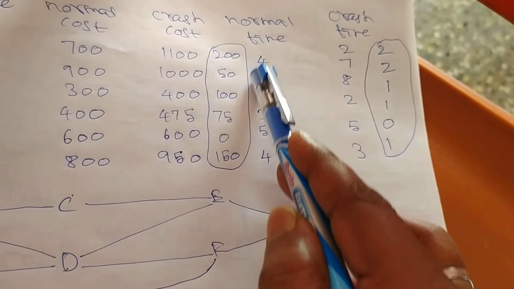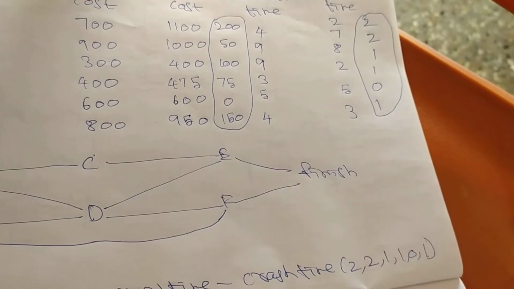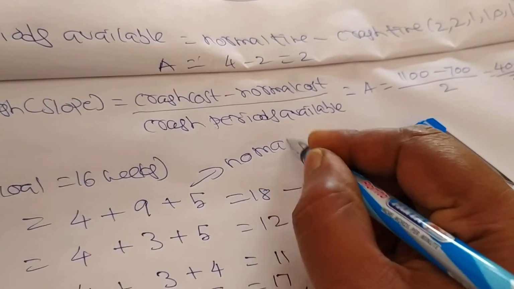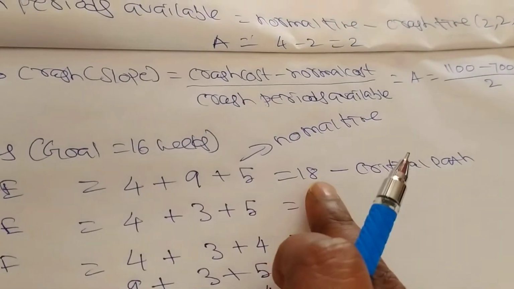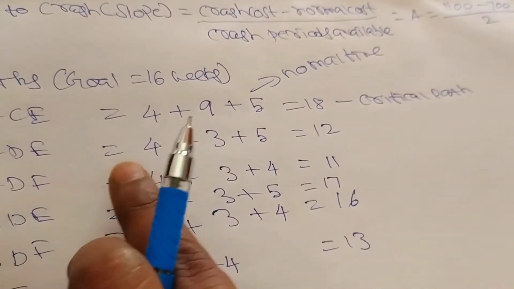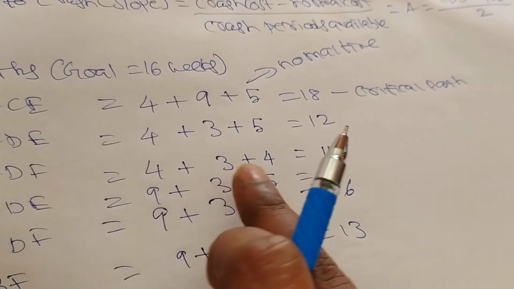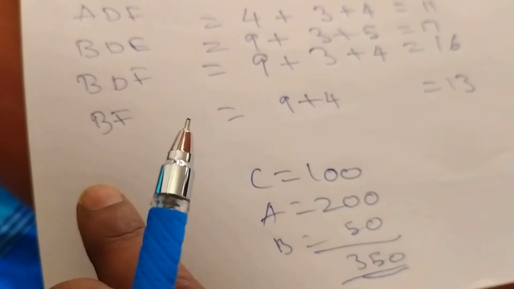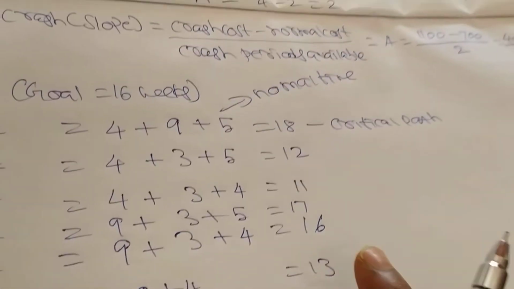So for A, 4 is taken from the normal time. These are all the normal time. Clear? So you calculate and add the value. 4 plus 9 plus 5, 18. 4 plus 3 plus 5, 12. 4 plus 3 plus 4, 11. 9 plus 3 plus 5, 17. 9 plus 3 plus 4, 16. 9 plus 4, because it has two values only, B and F, so 9 plus 4 equal to 13.